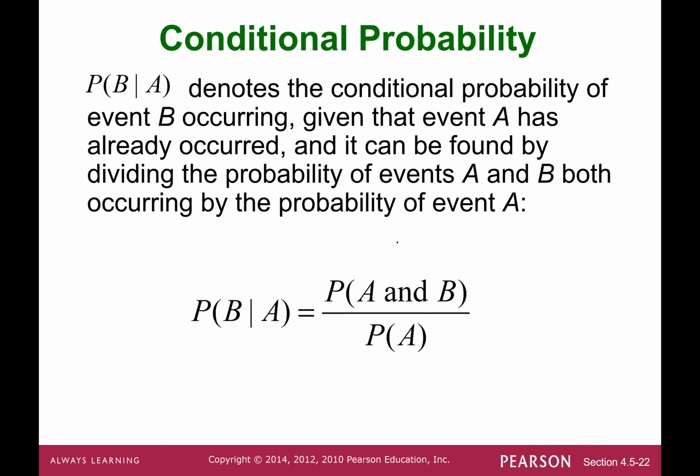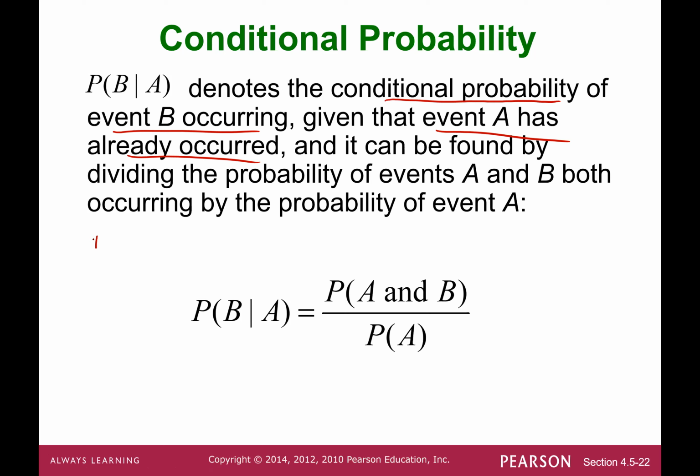Now let's look at conditional probability. We have to talk about some important elements in this concept. So the probability of B given that A occurs, right, represents the conditional probability of event B occurring given that event A has already occurred. So it could be defined as the probability of B given A equals the probability of A and B both occurring over the probability of A.